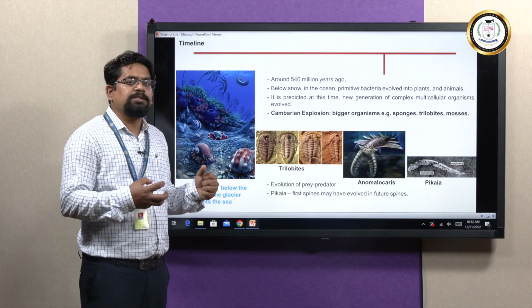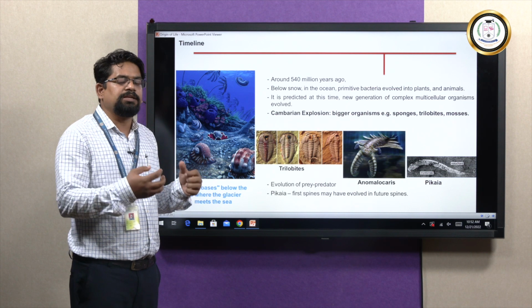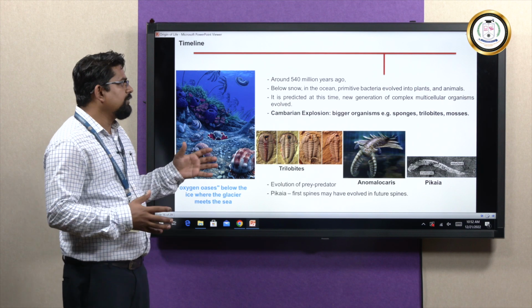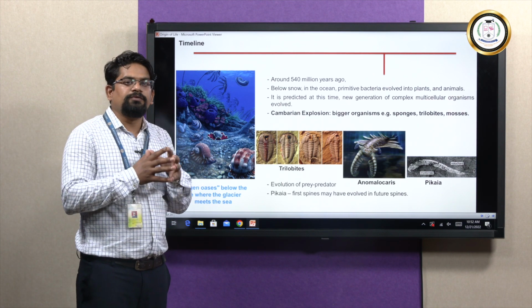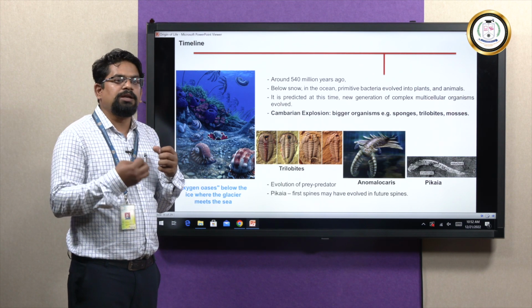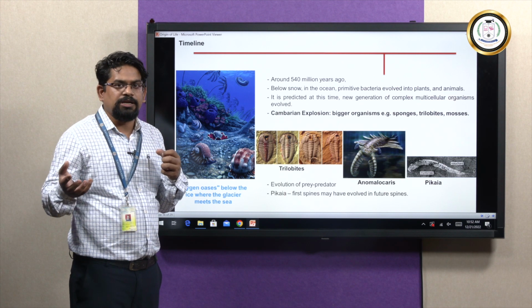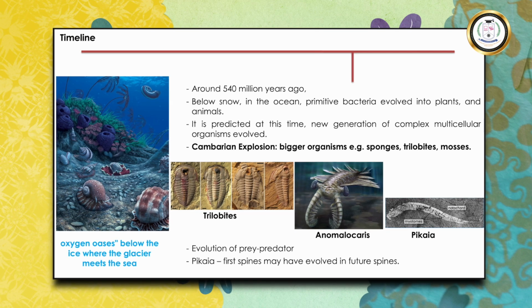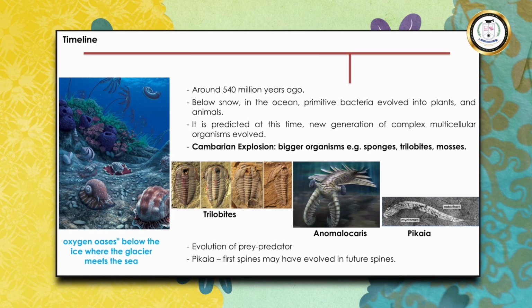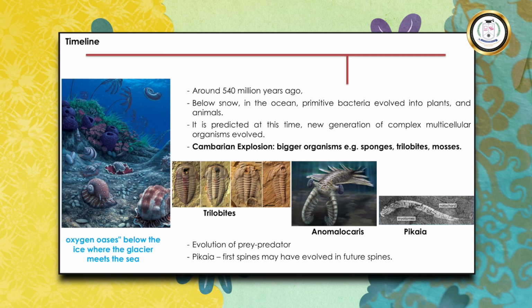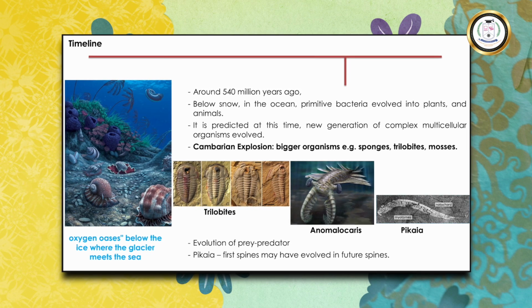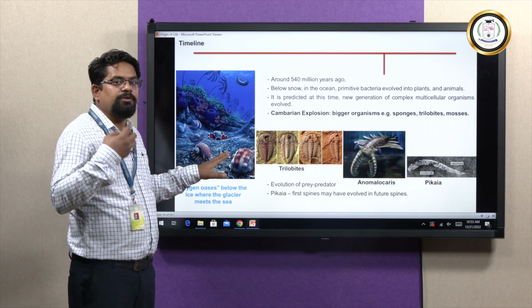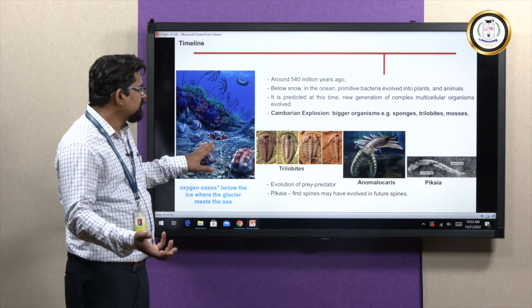There are debates and there are hypotheses, there are researchers across the world who have been working to find out how, when the Earth was covered with snow, life originated into multicellularity, how the Cambrian explosion happened. There are several hypotheses behind it. One such is that there might have been the formation of an oxygen oasis below the ice where the glacier meets the sea, and at that place the life would have been evolving into multicellularity.